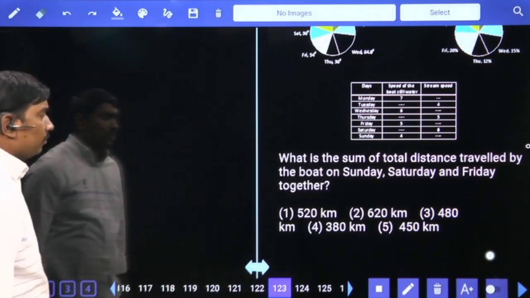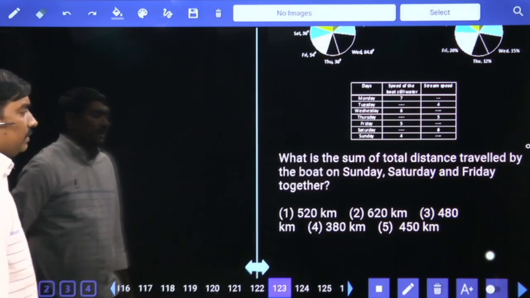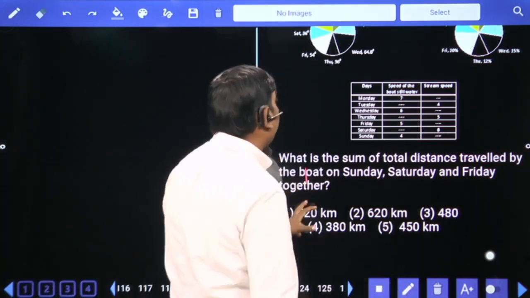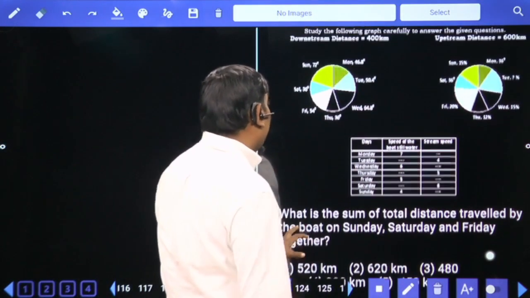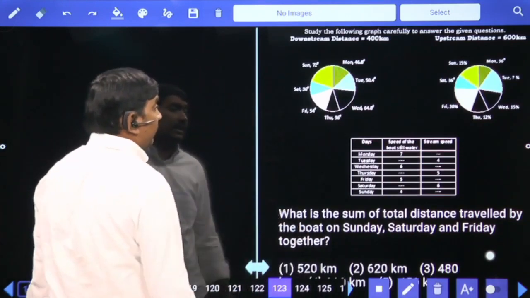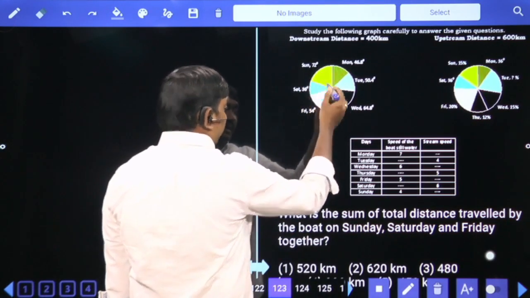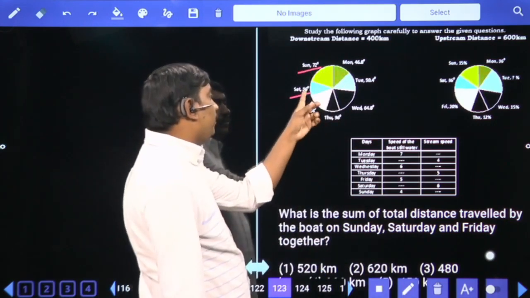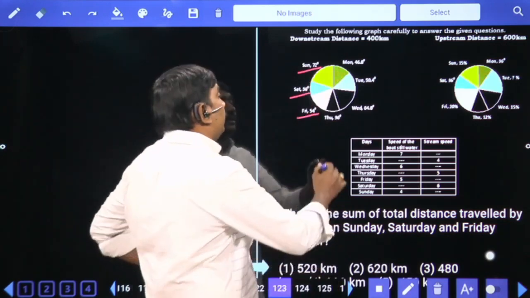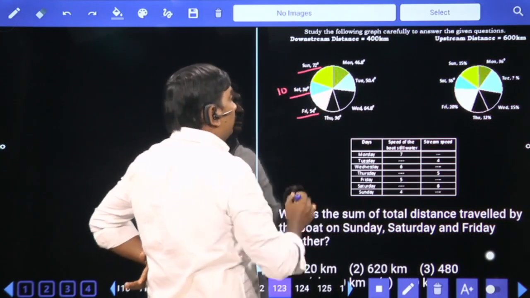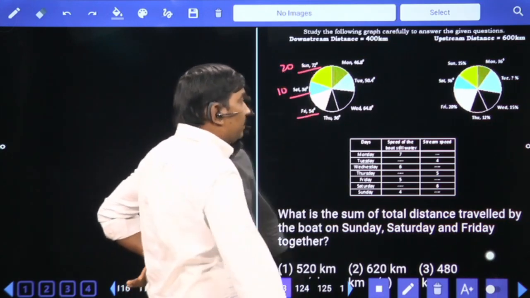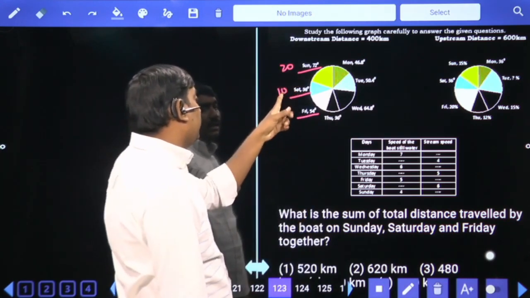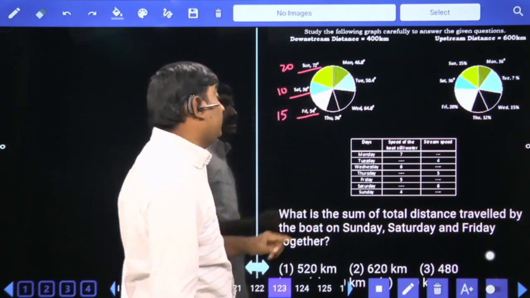What is the sum of the total distance traveled by the boat on Sunday, Saturday, Friday together? Sunday, Saturday, Friday means Friday, Saturday, Sunday. These 3 days. 54 plus 36 plus 72. 36 degrees means 10%. 72 degrees means 20%. 54 degrees means 15%. 20 plus 10, 30 plus 15, 45% of 400.